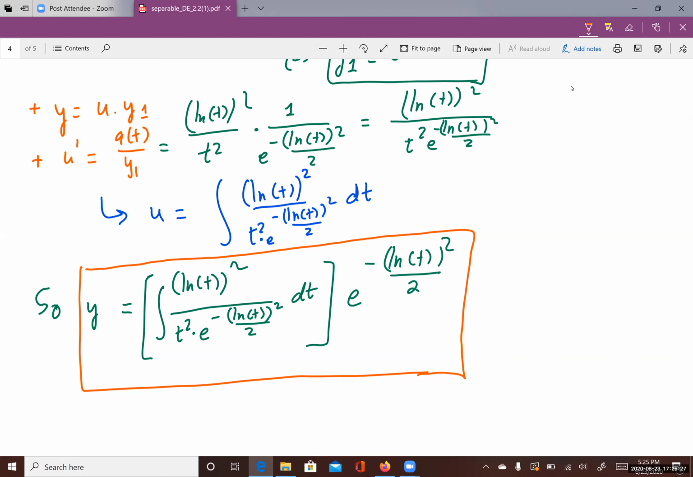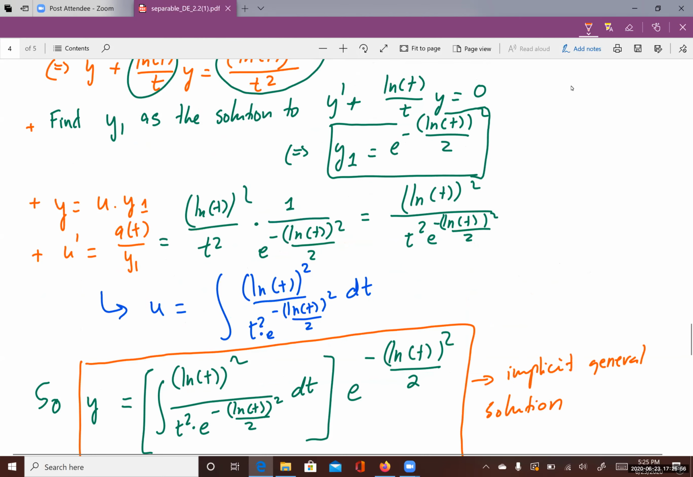And later on, you will learn if you have an IVP problem, then you will just integrate this integral from a starting point to a point that you want to integrate to. Okay, and this is the solution again, and this is an implicit general solution to the non-homogeneous equation here.